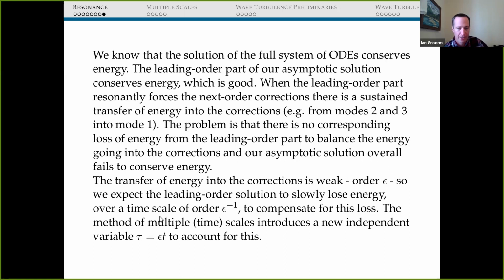So down here at the bottom of this wordy slide, what we're going to do is introduce a new time variable. The original system only has one time variable, t. We're going to introduce a new independent variable. It's not really independent because tau is just epsilon t, but we'll introduce it and we'll pretend basically that it is an independent variable.